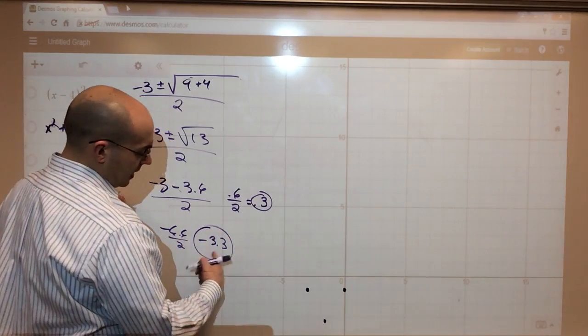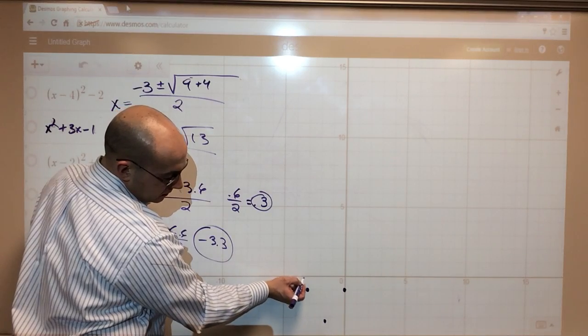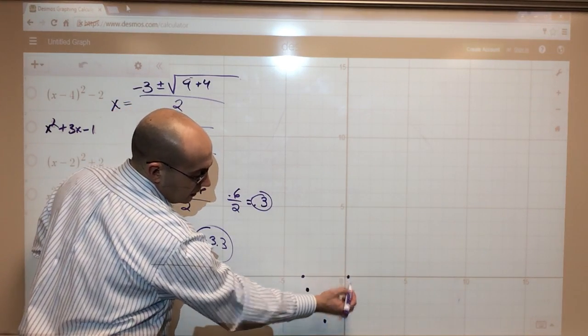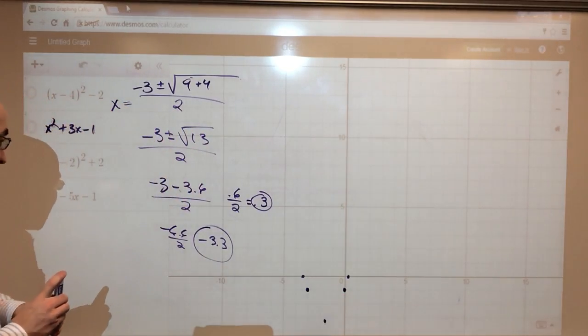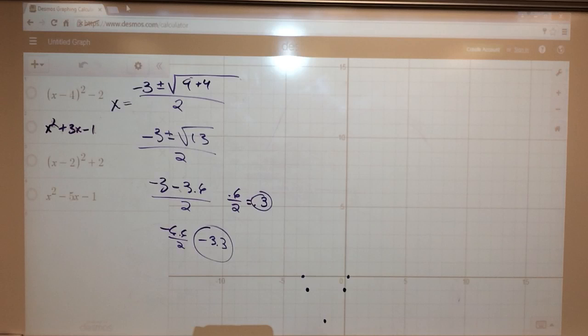Let's see if it's right. Let's do the negative 3.3 first. Negative 1, negative 2, negative 3, 0.3. That's probably about there. And then 0.3. That's probably about there. Okay, that's as most as I can do. So it looks about right. Let's see what the verdict is.